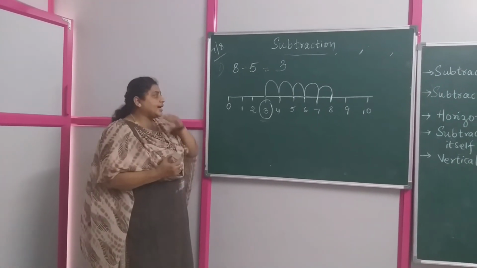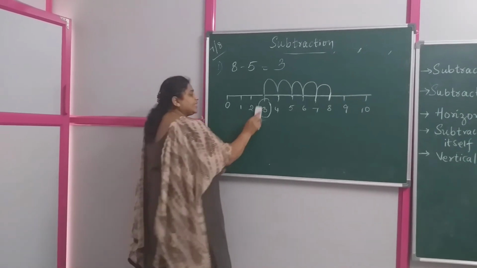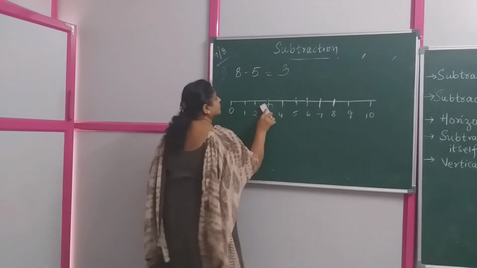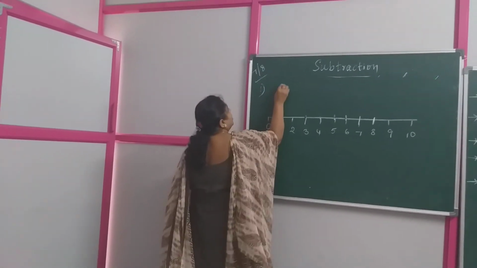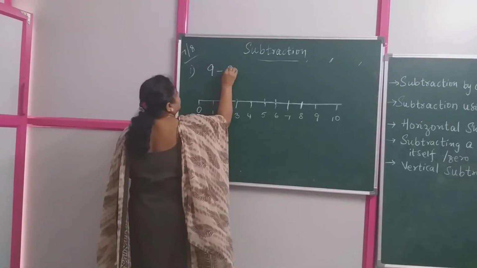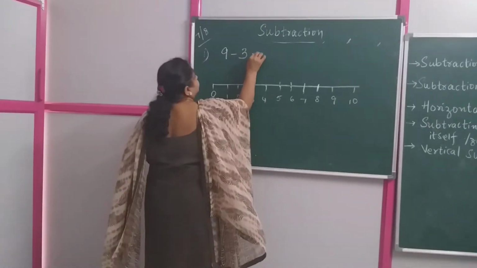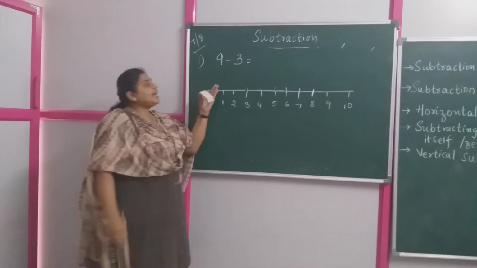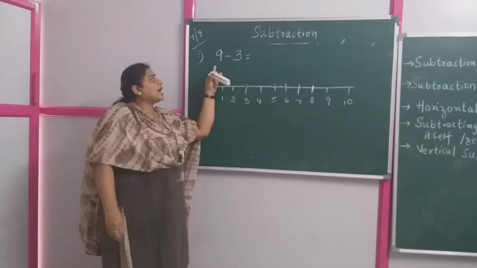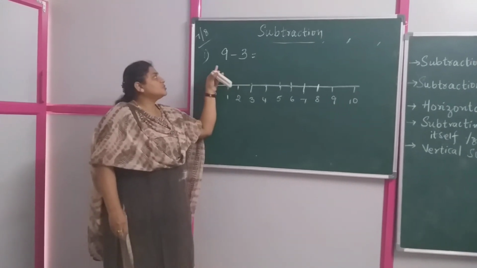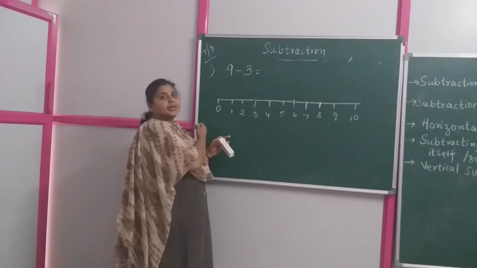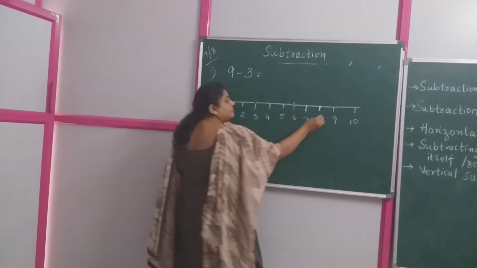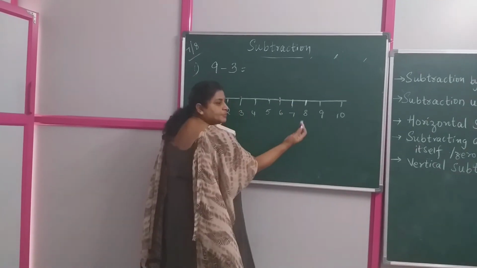This is how you subtract using the number line. Now let us take another example. Okay children, say 9 minus 3. 9 minus 3. From where do I have to start? Do I need to start from 9 or from 3? Very good. I have to start from 9. And from 9, how many steps backward do I need to count? 3. So from 9, I have to take 3 steps backward.